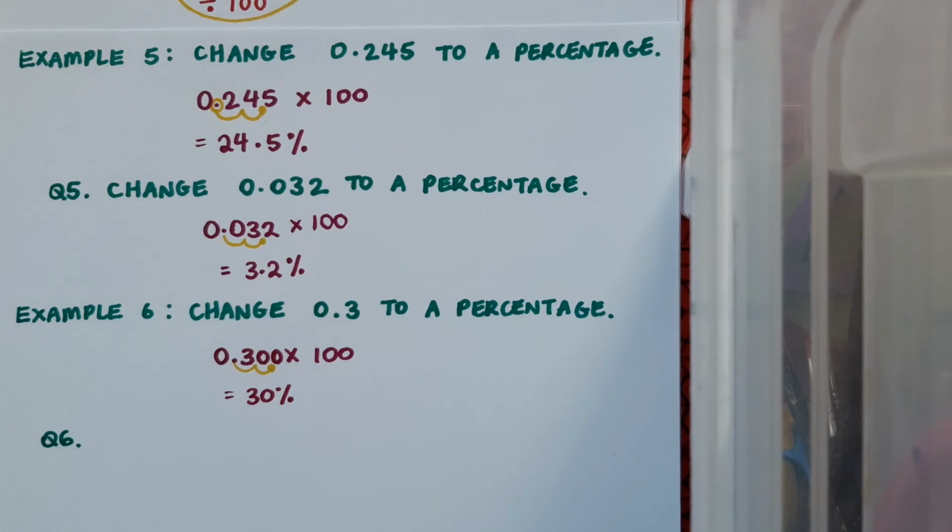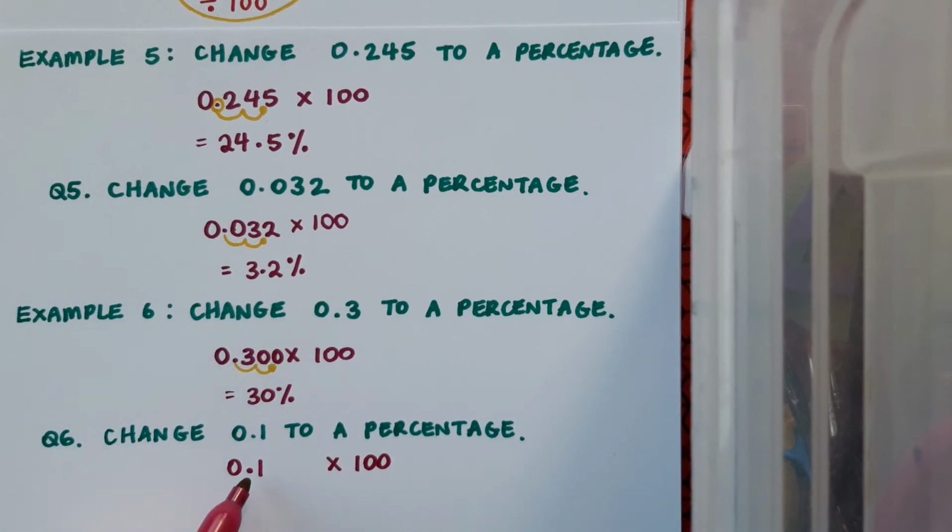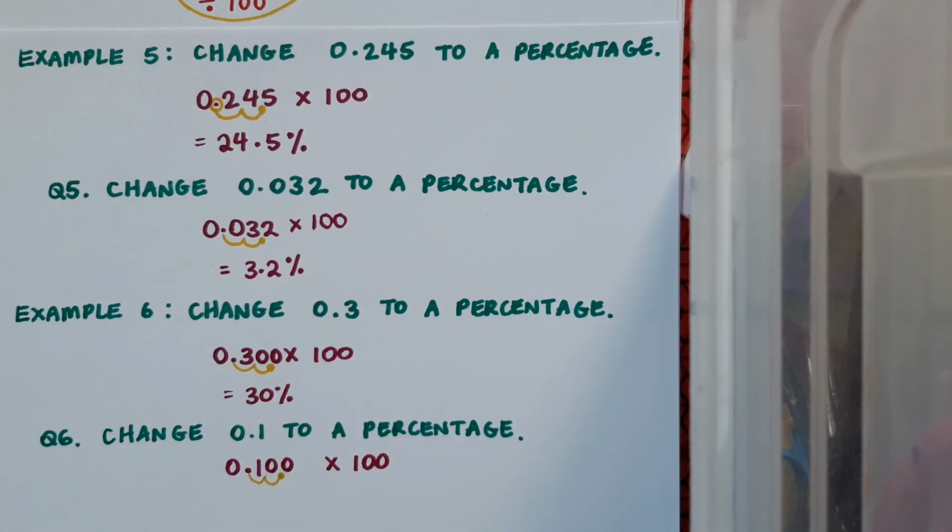So now a question for you. Change 0.1 to a percentage. So pause the video here while you try this one yourself and then play and see if you're correct. Okay, so I've got 0.1. So to change to a percentage, of course, I'm going to multiply by 100. I know that I'm going to want to move my decimal place to the right, but I've got nothing to position it between, so I'll stick on a few extra zeros. And now I can just move my decimal place 2 places to the right. And my answer is going to be 10%.